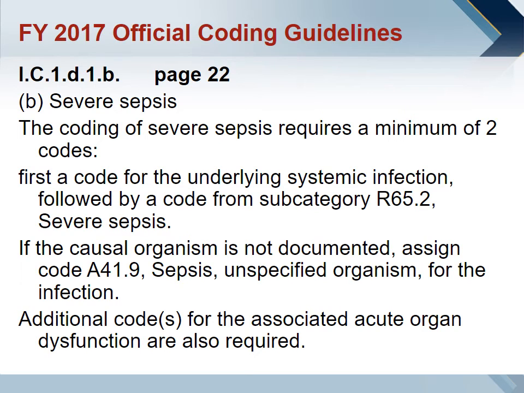If the causal organism is not documented, assign code A41.9, sepsis unspecified, but here we know that it's a viral sepsis, so we would use, in our example, our question, A41.89, and the additional code for the associated acute organ dysfunction, the respiratory failure. So you can see that this Coding Clinic answer to respiratory failure due to viral sepsis is being answered consistent with the official coding guidelines.